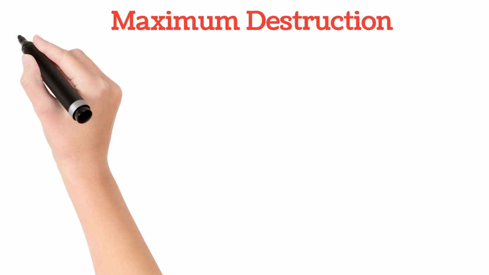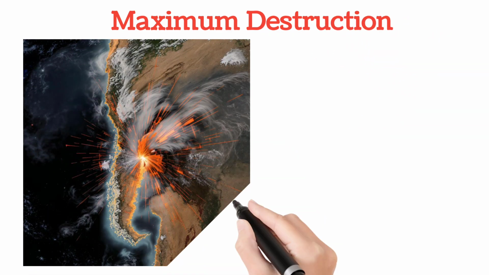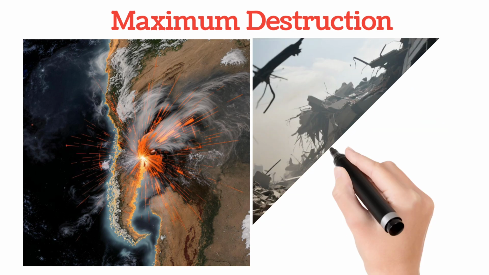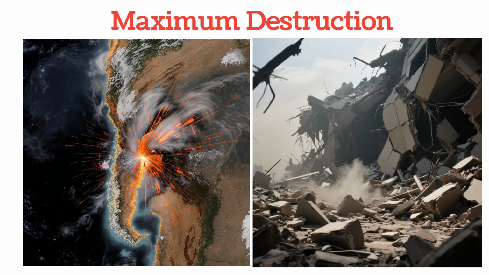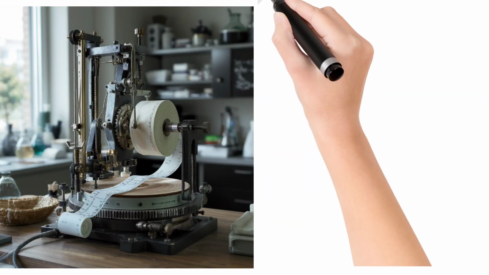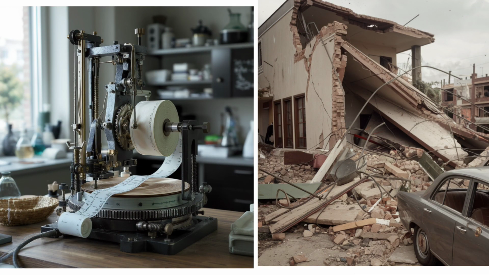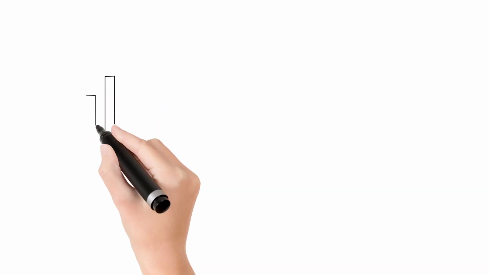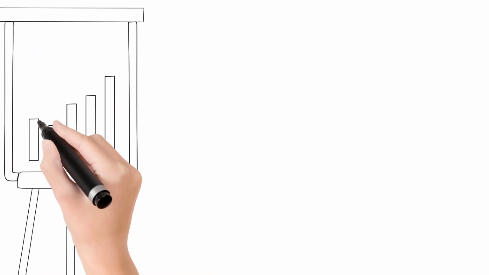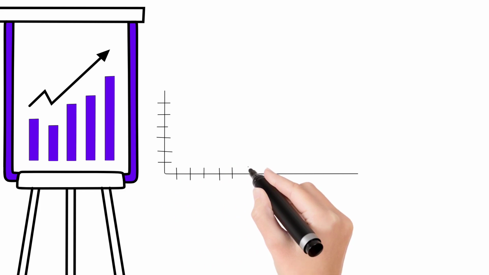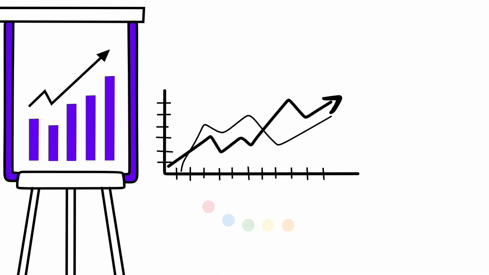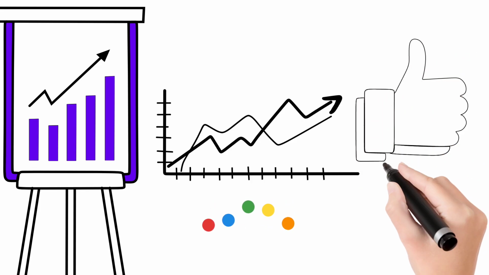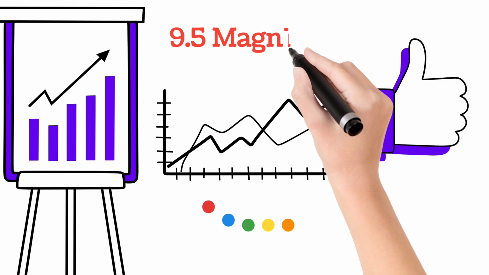The maximum destruction caused by any earthquake was in Chile. In 1960, it was 9.5 on the Richter scale. This is a seismograph that measures earthquakes and calculates the magnitude. If the graph goes much more up and down, the intensity is much higher. If the graph is simpler, then the intensity is not that high. So the maximum destruction ever caused was in Chile in 1960, with a magnitude of 9.5 on the Richter scale.